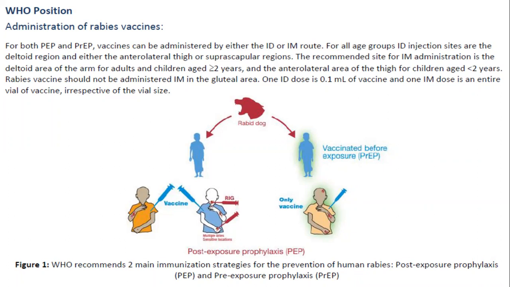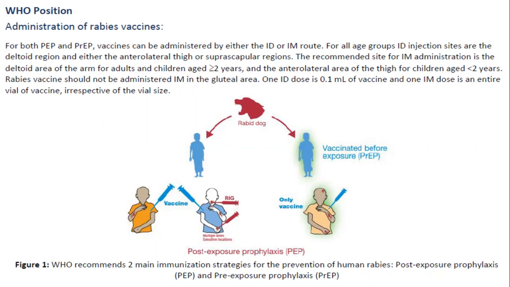Let's talk about the administration of rabies vaccine. Both post-exposure and pre-exposure vaccine can be administered by either intradermal or intramuscular route. For all age groups, intradermal injections are given in the deltoid region, either anterolateral or supralateral. For intramuscular, the recommended site is the deltoid area in children two years of age or older, and rabies vaccine should not be administered in the gluteal area intramuscularly. One intradermal dose is 0.1 ml of vaccine, and one intramuscular dose is the entire vial of vaccine, irrespective of vial size.